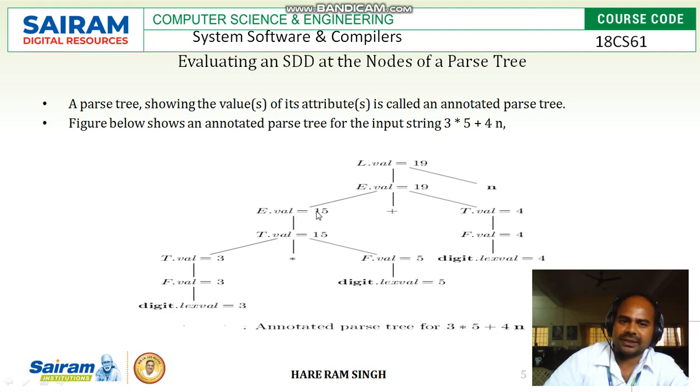Then E.val equal to 15. Similarly, digit.lexval equal to 4, F.val equal to 4, T.val equal to 4. And here E.val equal to 15 plus 4 equal to 19. That will go to 19 here, and finally L.val equal to 19. So like this we can evaluate the SDD at the nodes using the parse tree.